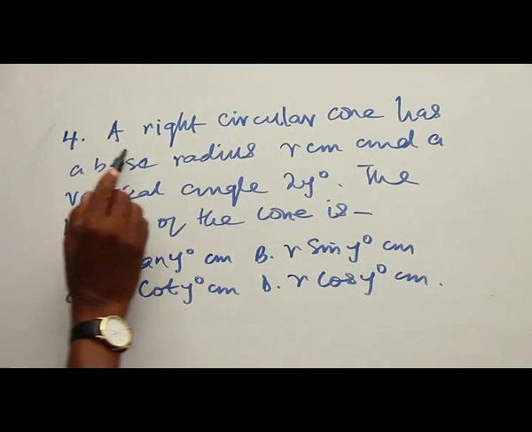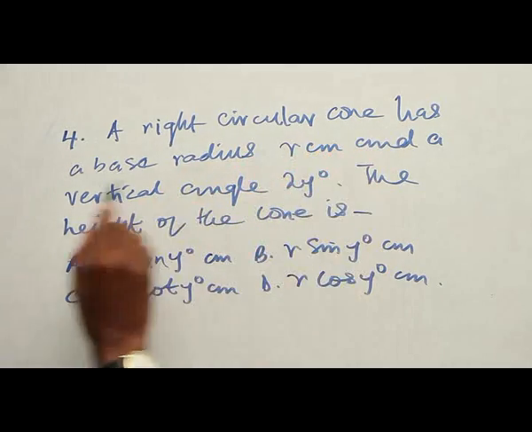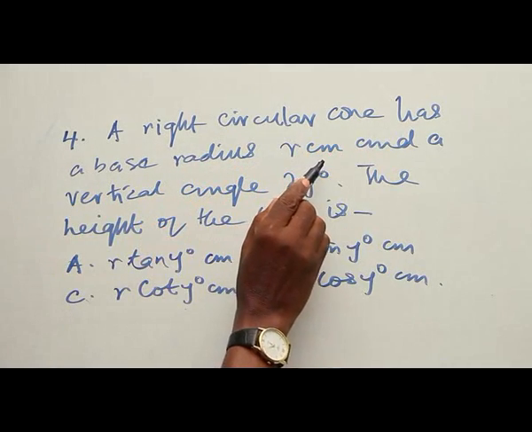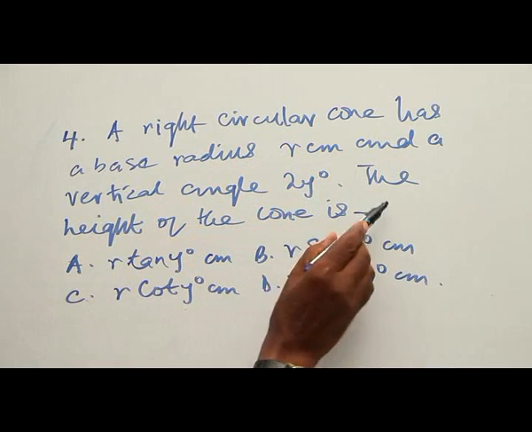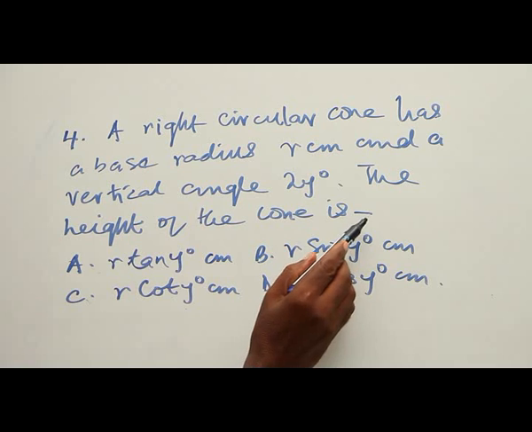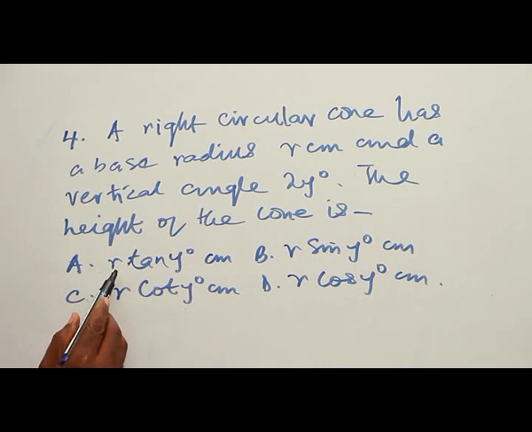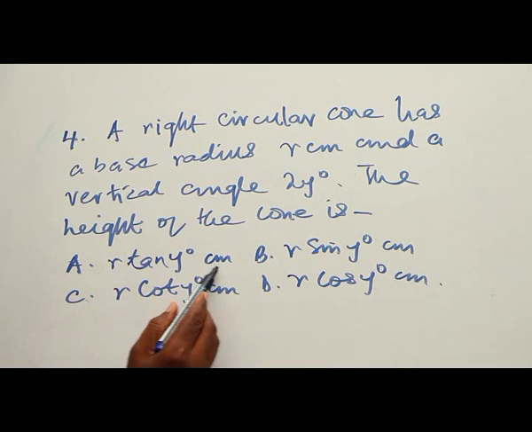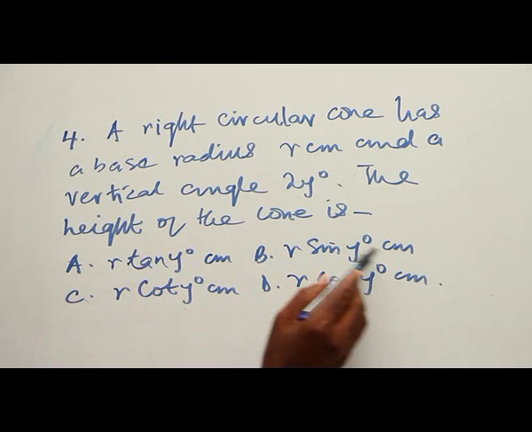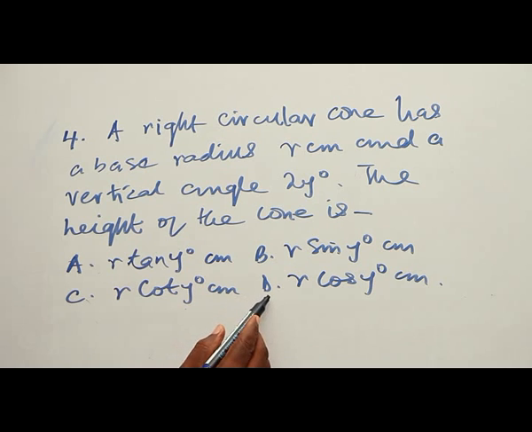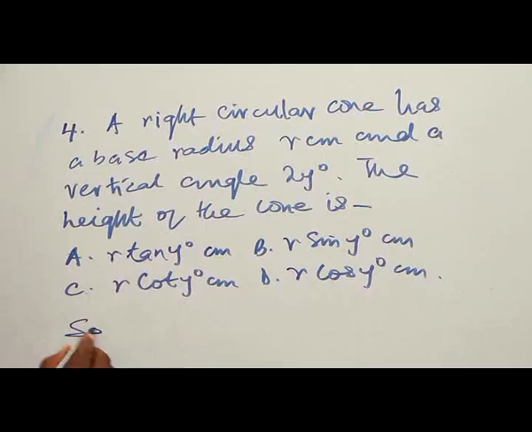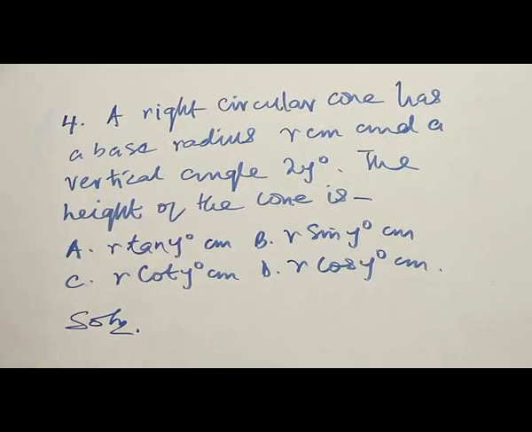Example number 4. A right circular cone has a base radius r centimeters and a vertical angle 2y degrees. The height of the cone is dash. A. r tan y degrees centimeters. B. r sin y degrees centimeters. C. r cot y degrees centimeters. D. r cos y degrees centimeters. Our solution.